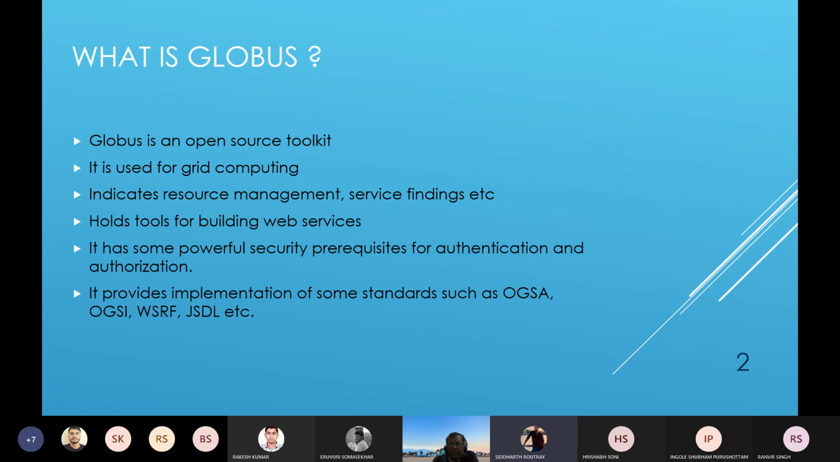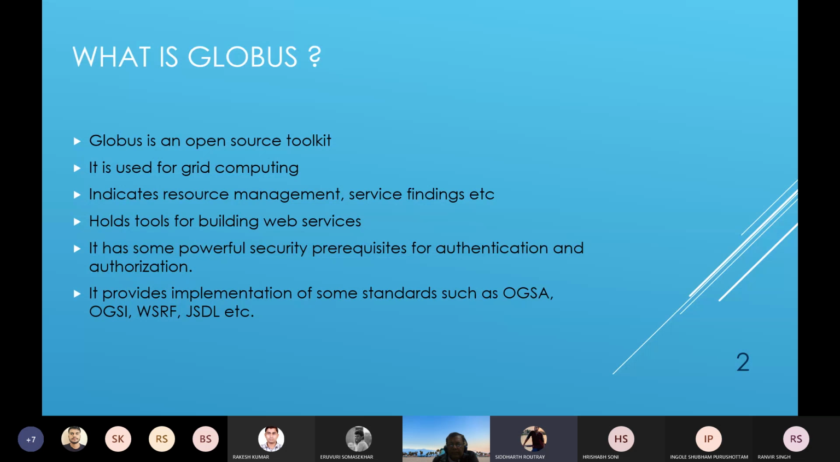So, what is Globus? Globus is an open source toolkit, an application, and it is basically used for grid computing. Now, it is used for resource management. There is a given task, and a bunch of computers are used to solve that one task. So there we need to share the resources that will be used for that task. Hence Globus is used for those kinds of things. It helps in resource management, finding the services and all.